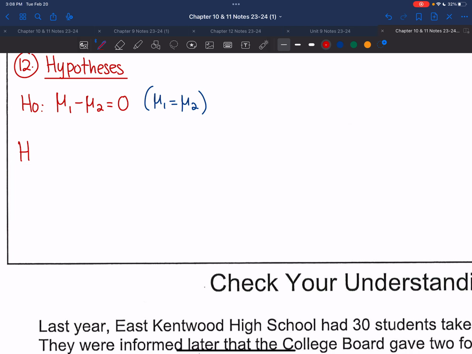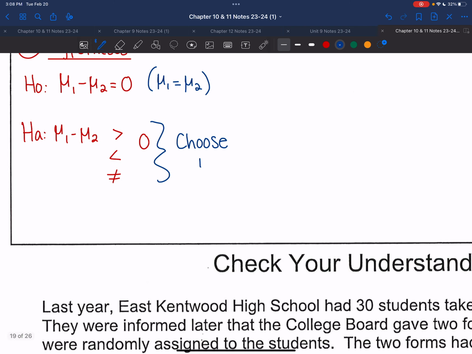For your alternative, you're usually saying there is a difference. So you might say something like mu sub 1 minus mu sub 2 greater than 0, less than 0, or not equal to 0. It's one of those things. So you're going to choose one. All right? Now, something else you need to do. You need to define mu sub 1 minus mu sub 2 with direction.